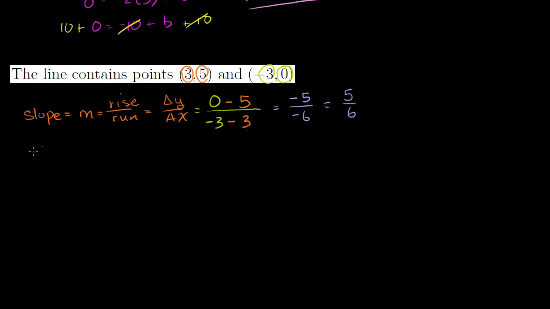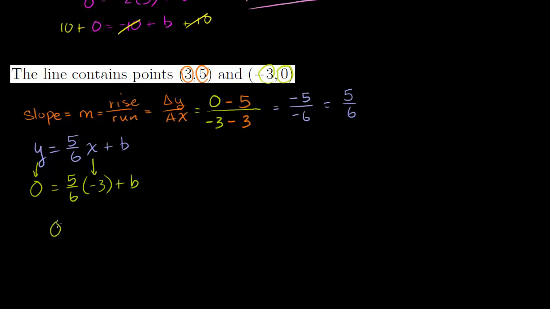So we know that the equation is going to be of the form y is equal to 5/6x plus b. And now we can substitute one of these coordinates in to solve for b. I always like to use the one that has a 0 in it. So y is 0 when x is negative 3. So all I did is I substituted negative 3 for x, 0 for y. And I know I can do that because this is on the line. This must satisfy the equation of the line. And let's solve for b.